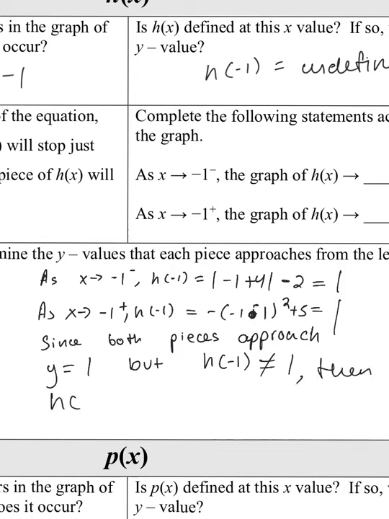Then h of x has a what type of discontinuity? Point. So we have a point discontinuity at x being equal to -1.